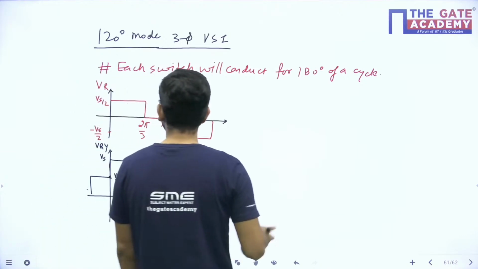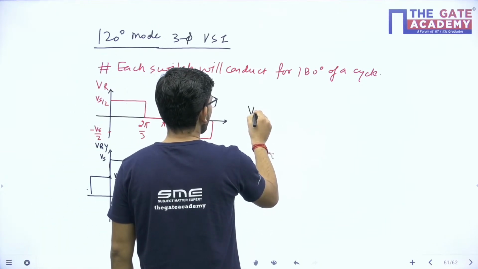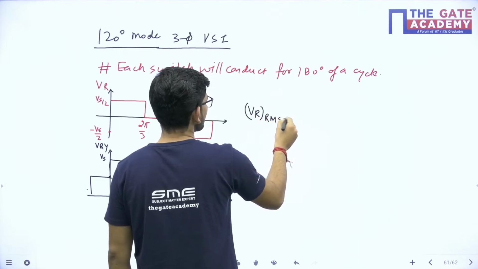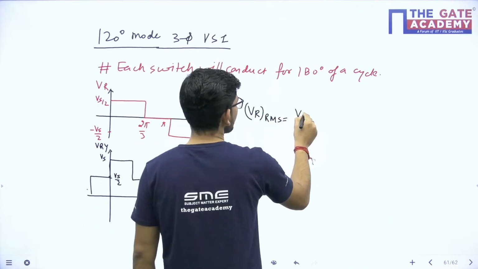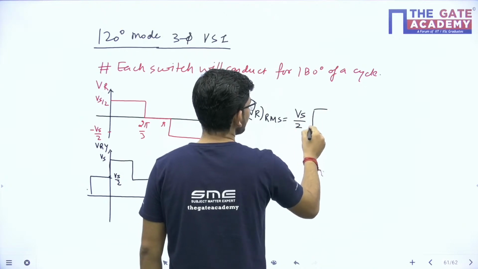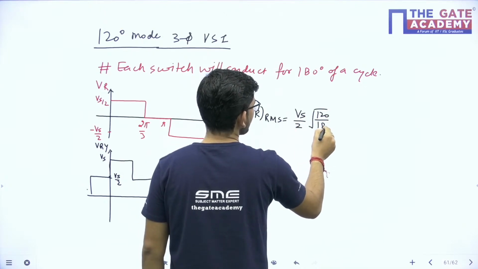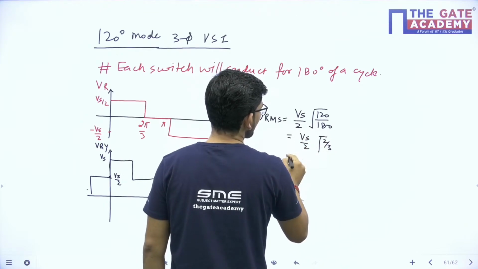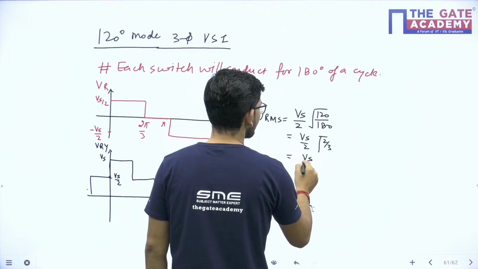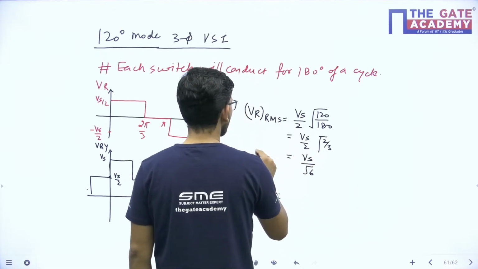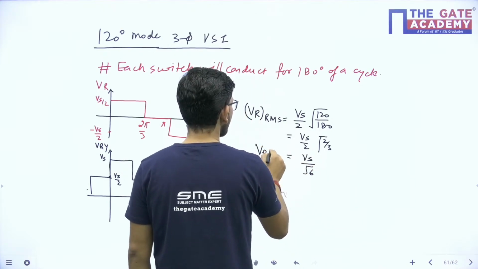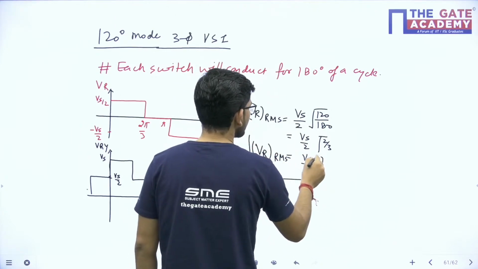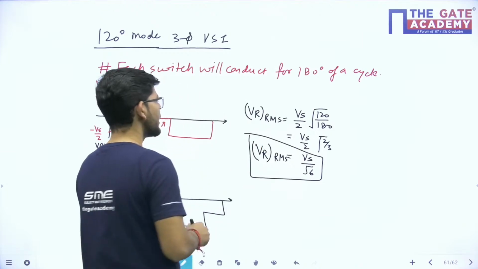But before that, just calculate the RMS value of phase voltage. So VR RMS will be equals to Vs by 2 under root 120 upon 180, or Vs by 2 under root 2 upon 3, or we may write Vs upon under root 6. So the phase voltage VR RMS is equals to Vs upon under root 6. So this particular formula we have obtained for phase voltage.